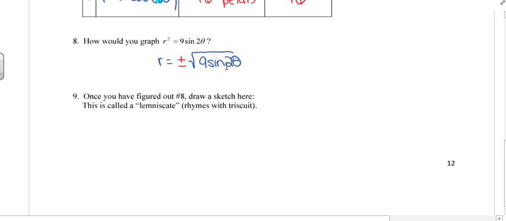So I'm actually going to graph this in 2 parts. I'm going to graph one of those parts as r equals the positive square root of 9 times sine of 2 theta. The other piece is r equals minus the square root of 9 times sine of 2 theta.